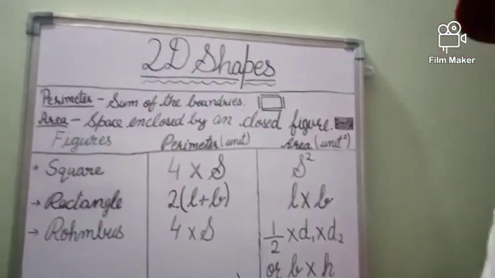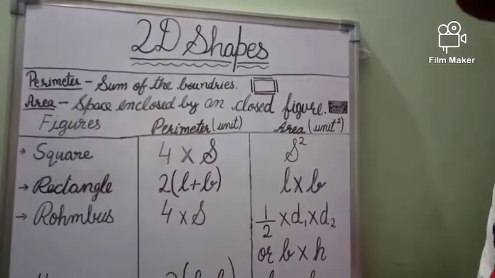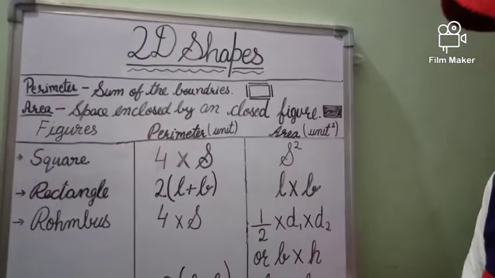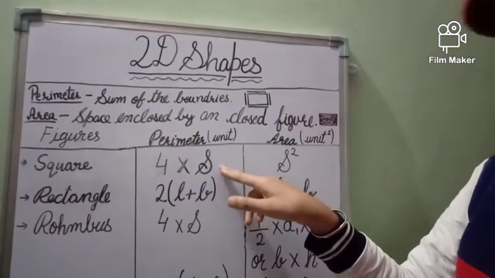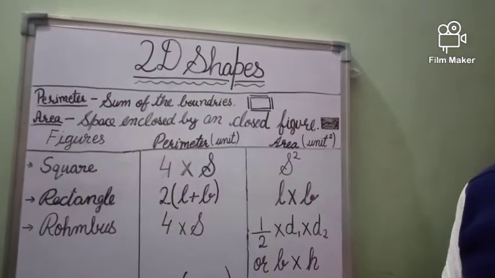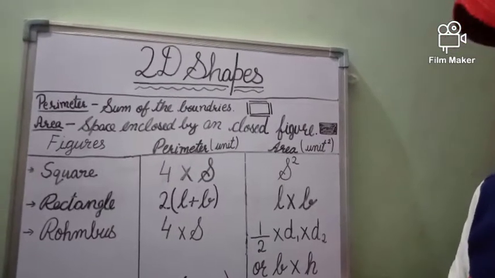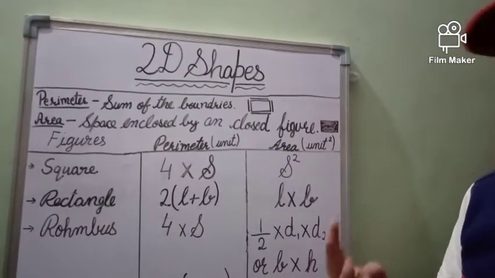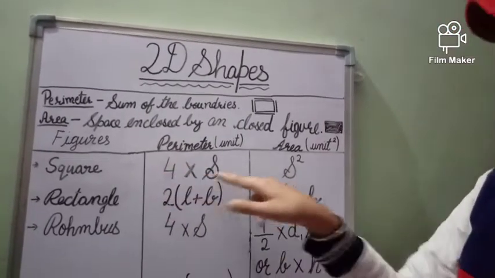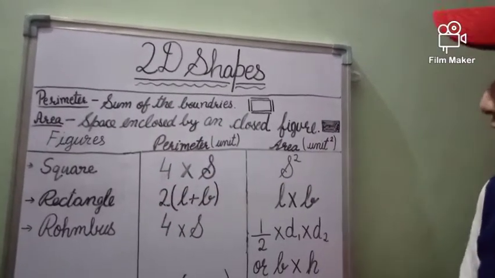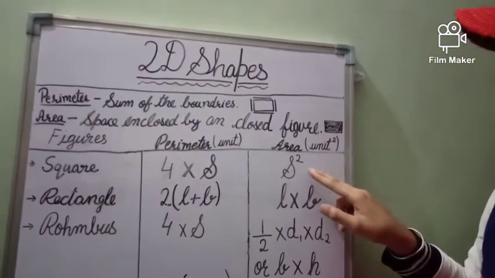So our first figure is square. The formula to find perimeter of square is 4 into s. S is the side of the square. As we know that all the sides of a square are equal, so there are 4 sides. So we'll multiply the side with 4. That's why perimeter of square is 4s. And the area of square is s square, which is side square.